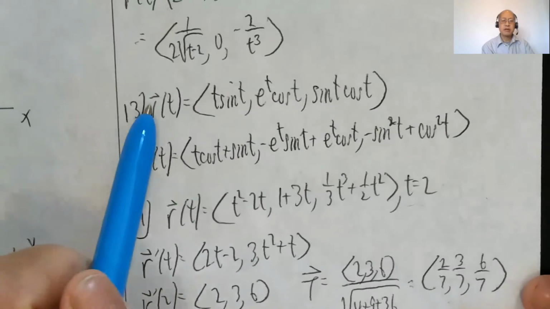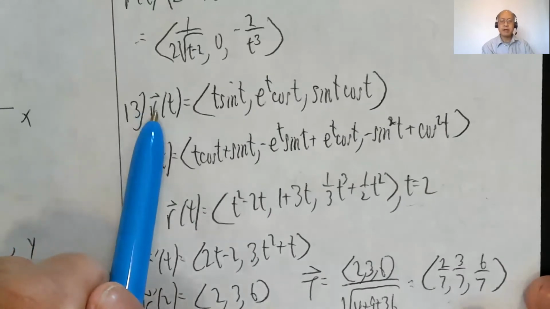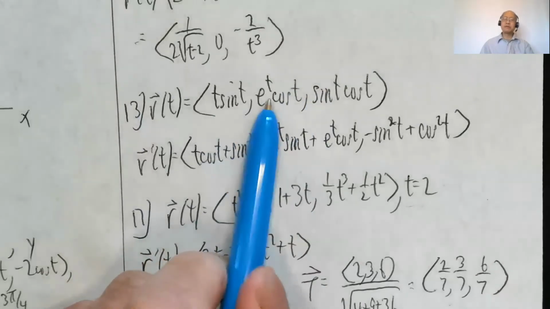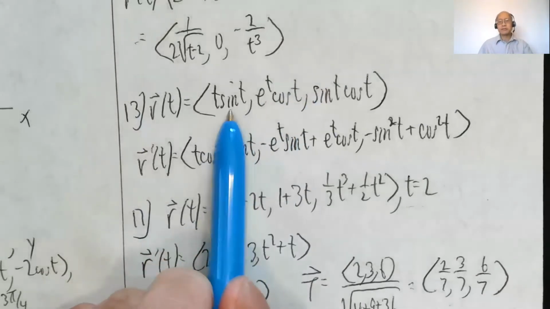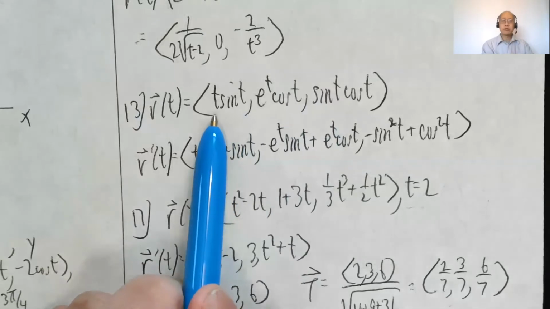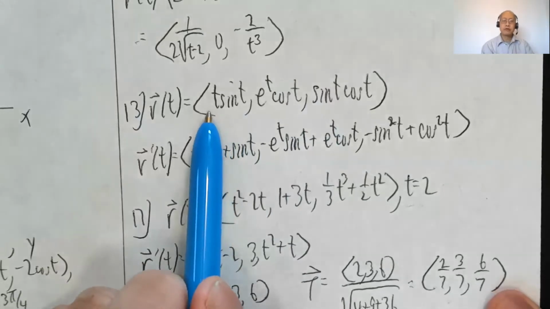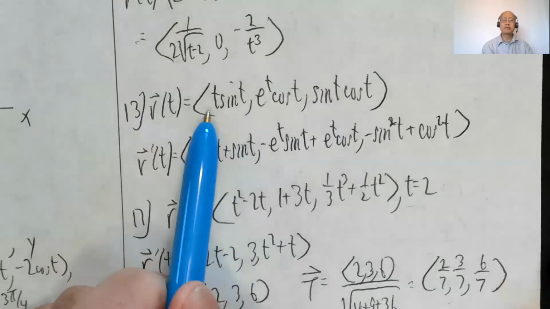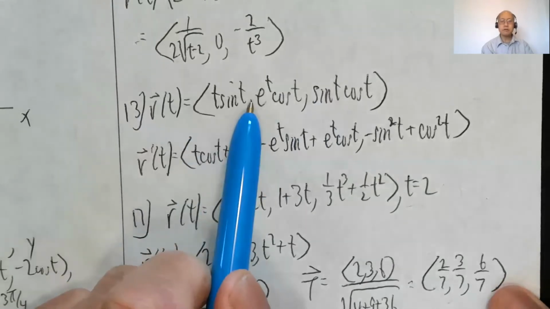Okay, 13, here's r of t. Find r prime. It means find 3 derivatives. It's like part A, part B, part C, or part X, part Y, part Z. So product rule: first times derivative of the second, t cosine t, plus second function sine of t times derivative of the first, which is 1.